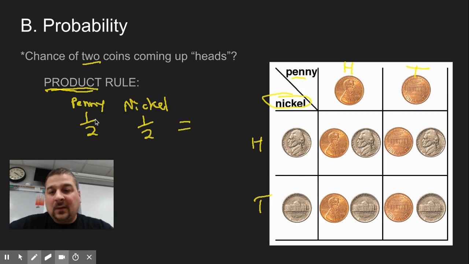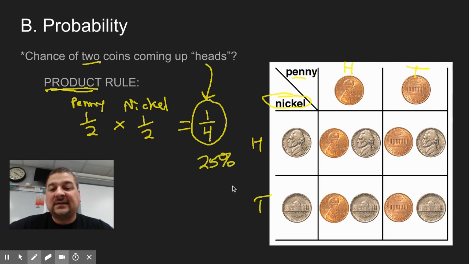So we actually get the total by multiplying: 1/2 times 1/2 is 1/4. The chance of two coins both coming up heads is 1/4, or about 25%. That becomes important when we look at doing the dihybrid crosses.